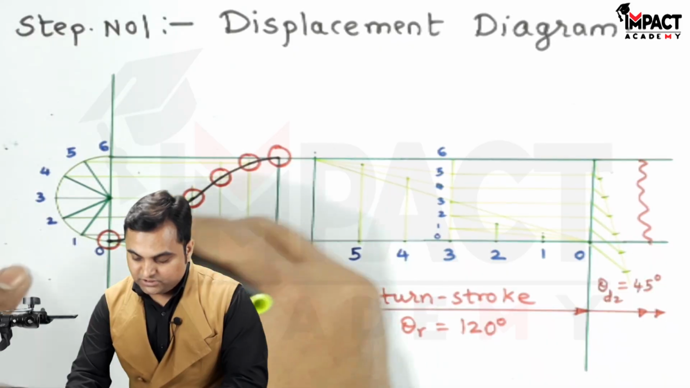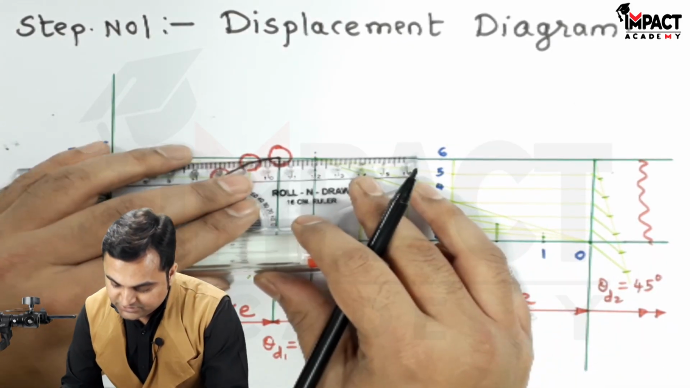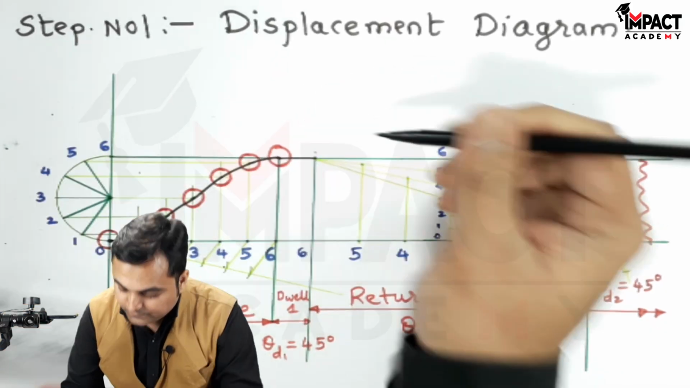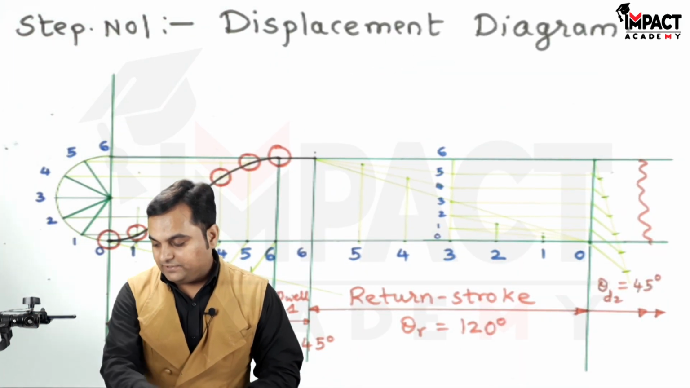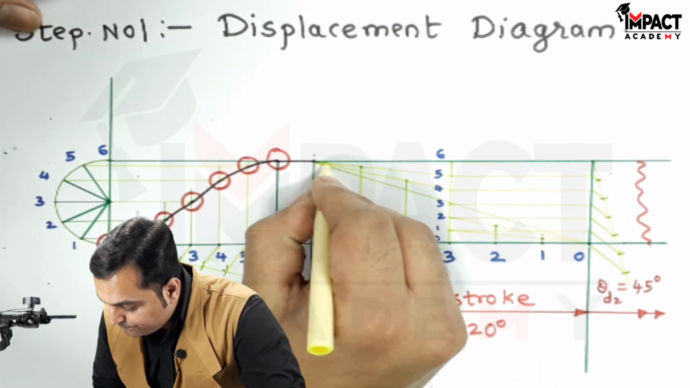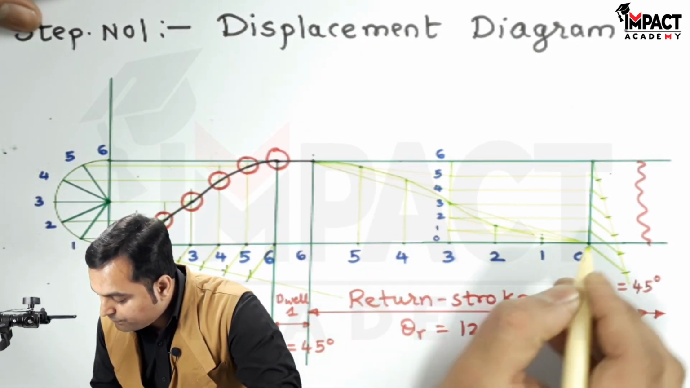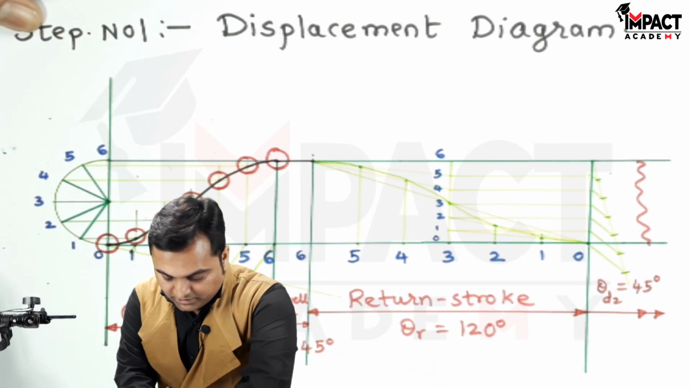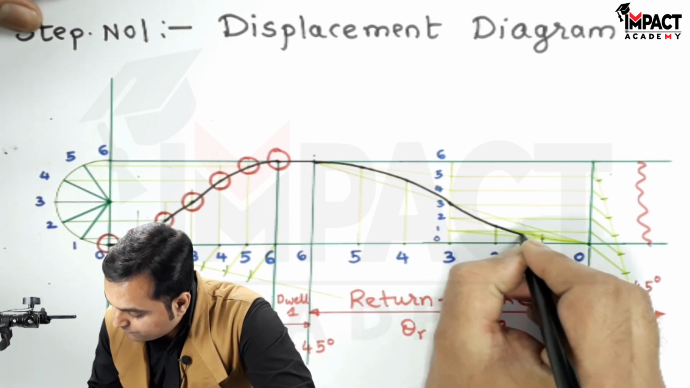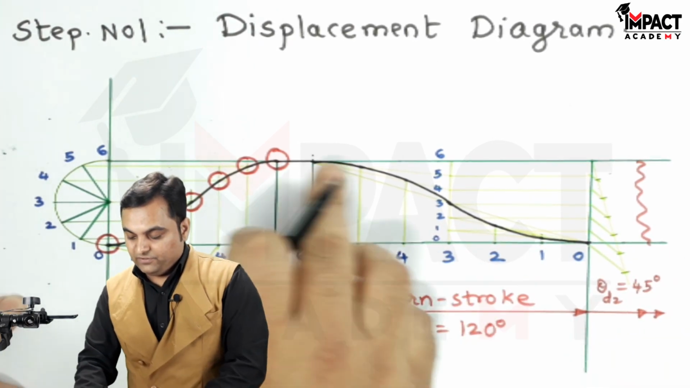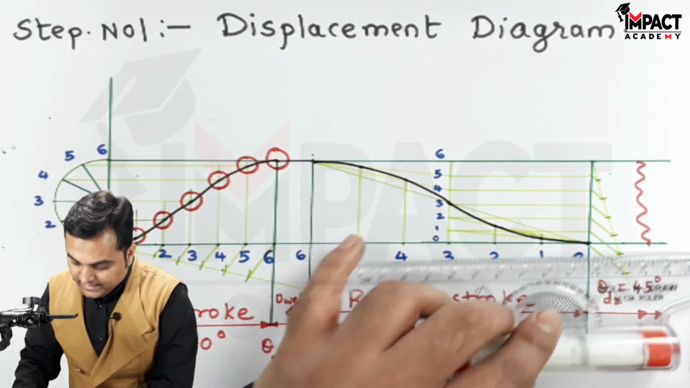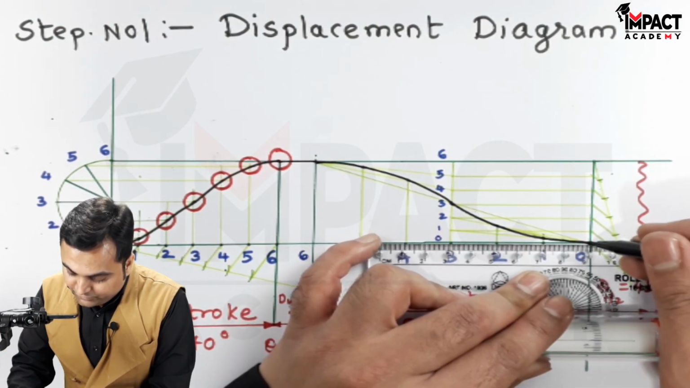So after this outstroke, there is a dwell for the next 45 degrees of cam rotation, and here I'll be connecting all these points with the help of a light curve for UARD motion, making it dark. So this is the uniform acceleration and retardation motion for the follower fall, and finally it will dwell for the remaining 45 degrees.